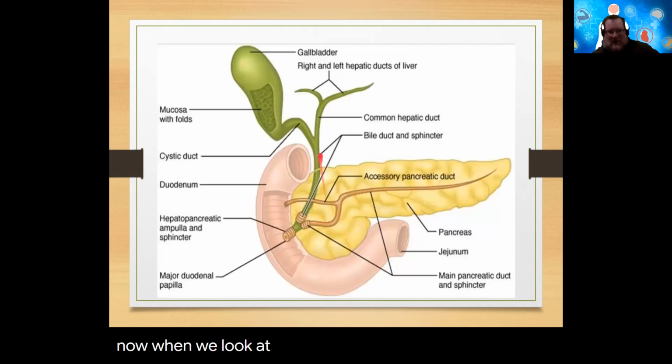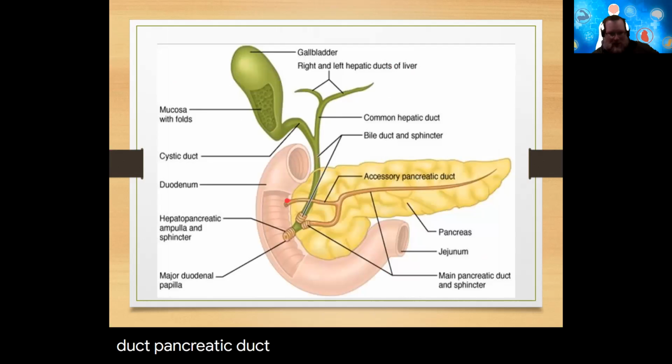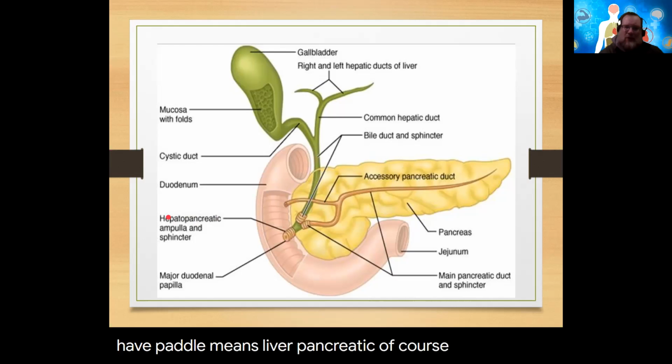Now, when we look at the duct system, we can see again, we've got the gallbladder and the cystic duct. We've got the liver and the hepatic duct. Those two join up and form the common bile duct. And then we have the pancreatic duct. The pancreatic duct actually has two little systems. It's got the accessory duct, so that's not the main duct leaving the pancreas. We have the main pancreatic duct coming together in what they call the hepatopancreatic ampulla and sphincter. So that's a mouthful. Hepato means liver, pancreatic, of course, means pancreas. This is the area we're talking about.